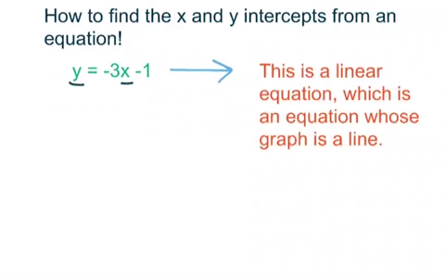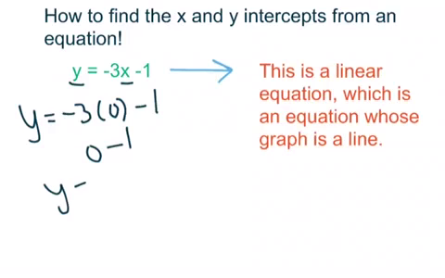So if I want to find what my y-intercept is, all I do is make my x a 0, and I plug that into the equation. So y equals negative 3 times 0. Finish the equation. Negative 3 times 0 is 0. 0 minus 1 is going to be negative 1. So my y-intercept is negative 1. So y-int equals negative 1.